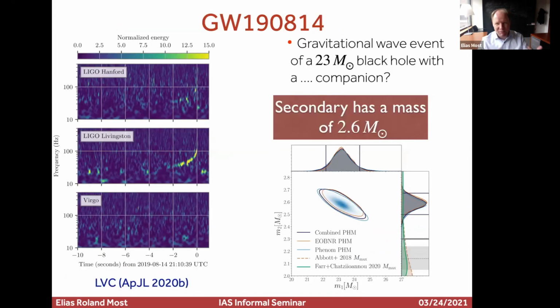Why is this something we have to care about right now? If this was done in 2017, sure, it constrains the nuclear physics, but why is it interesting to think about? It's because we did have a gravitational wave event of a 23 solar mass black hole with a 2.6 solar mass companion. We don't know from the gravitational wave signal what the companion was. It could have been a black hole, a neutron star, or something really exotic, some dark matter, a primordial black hole, whatnot.